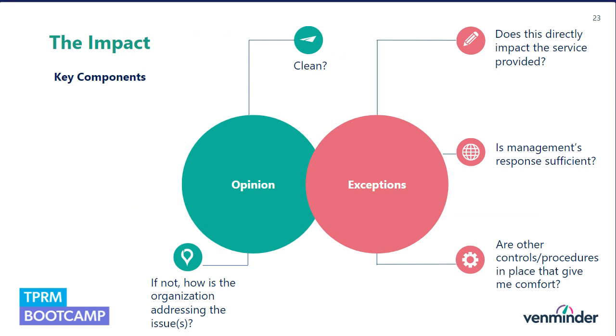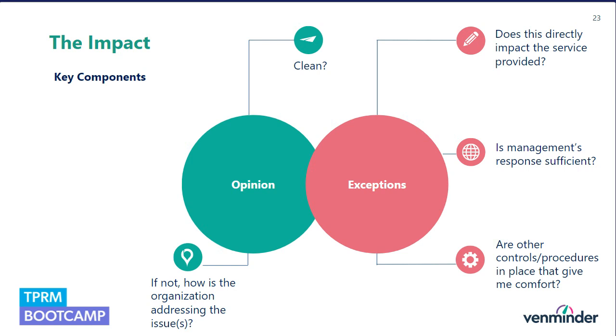So to summarize the opinion component and exceptions, you want to look at the opinion to determine whether the report is what we would call clean with an unqualified opinion. And if not, what qualified the report? What was not operating effectively? Then look for any exceptions, and just make sure to remember that an unqualified report can still have exceptions.